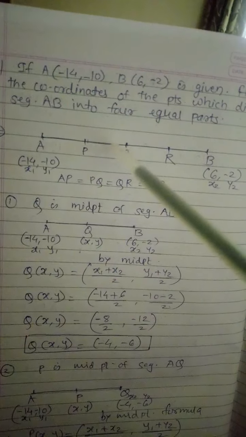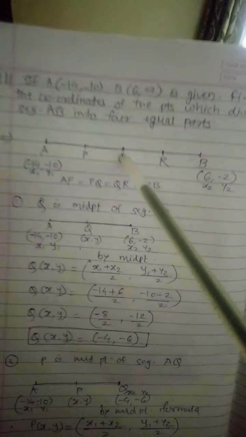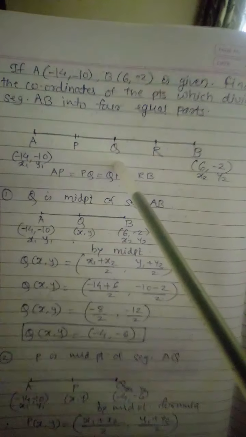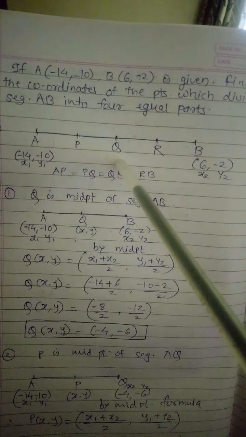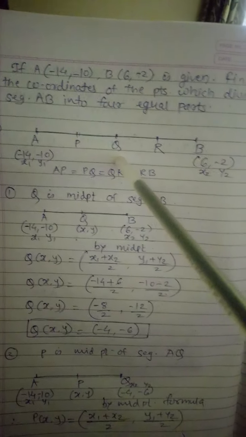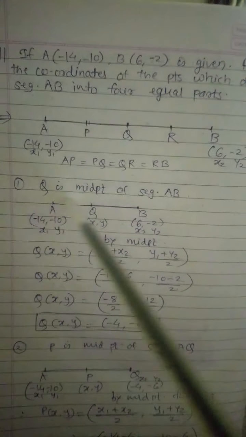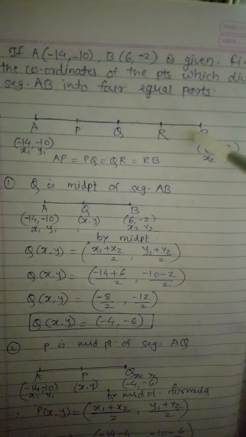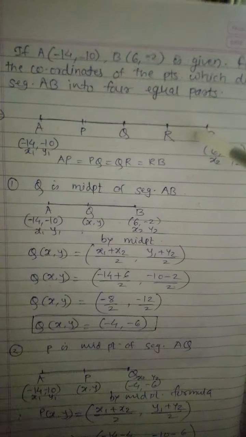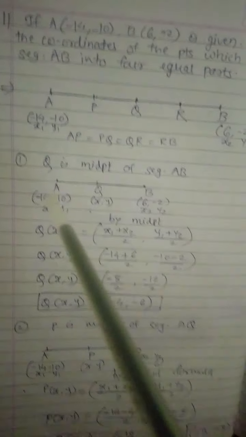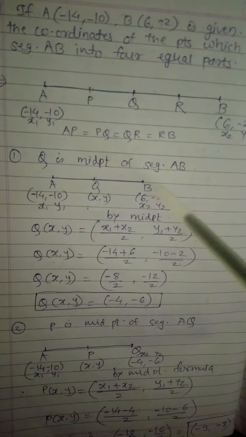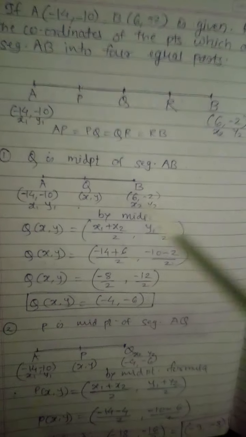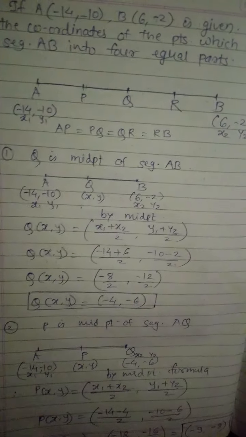So in this figure, Q is the midpoint of AB. Q is the midpoint of AB. So by using the midpoint formula, we can easily find out the coordinates of Q. So first, my point is Q is the midpoint of segment AB. Just draw the rough figure taking only these 3 points, that is A, B and Q. So A is (-14, -10), B is (6, -2). So this is x1, y1, x2, y2. Now we have to find out the coordinates of Q, that is (x, y).